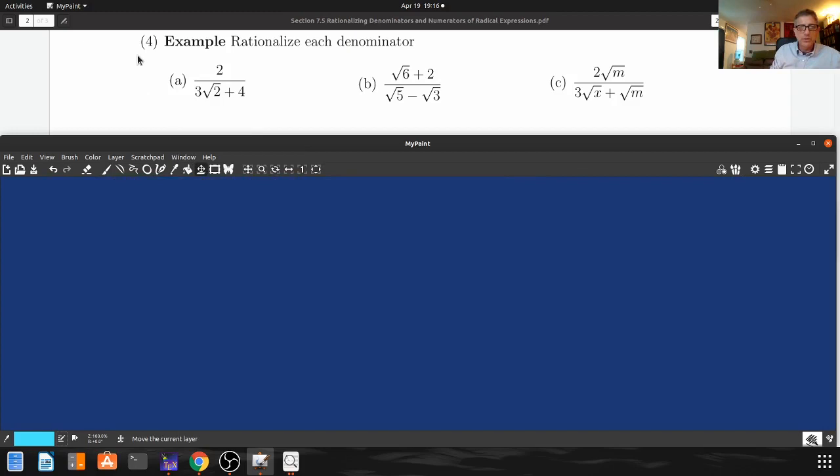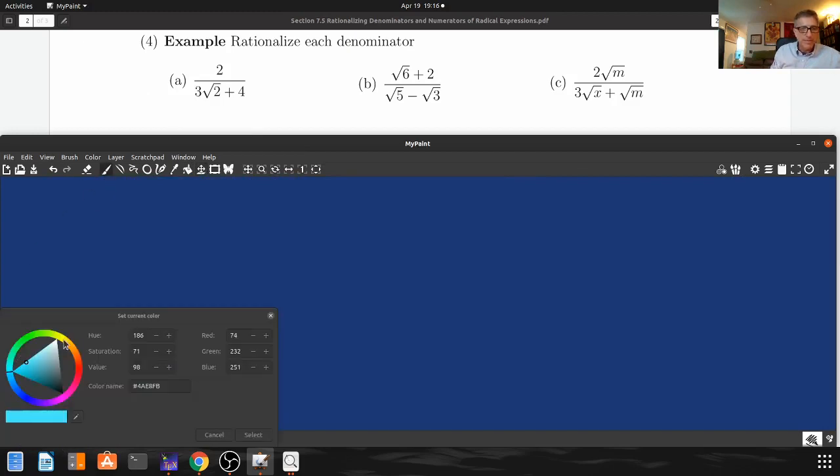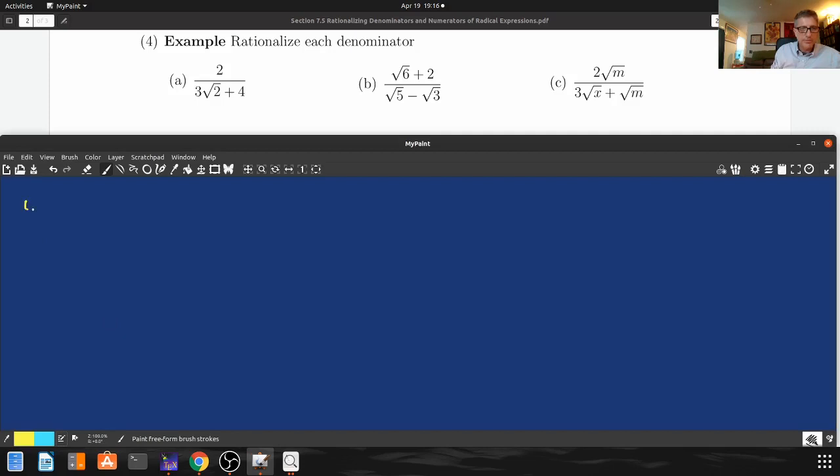So let's do number 4b. So I have the square root of 6 plus 2 over the square root of 5 minus the square root of 3. So what I want to do is I want to multiply by the conjugate. I'm not going to add this extra parentheses, I think it's annoying. I'm just going to use a dot for multiplication.